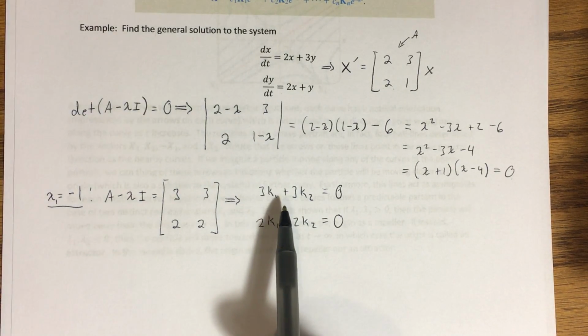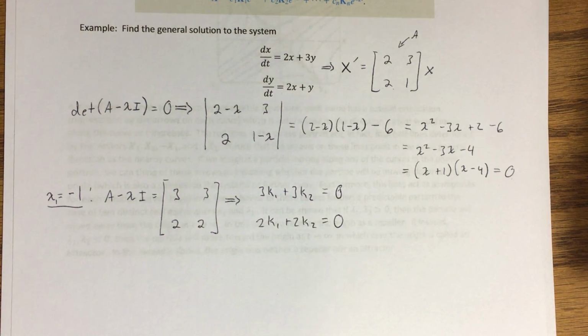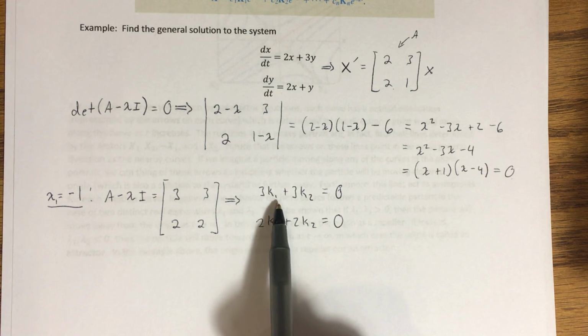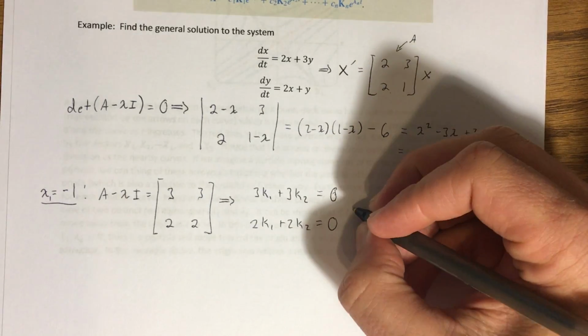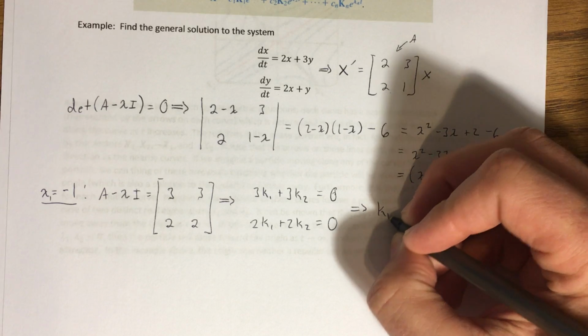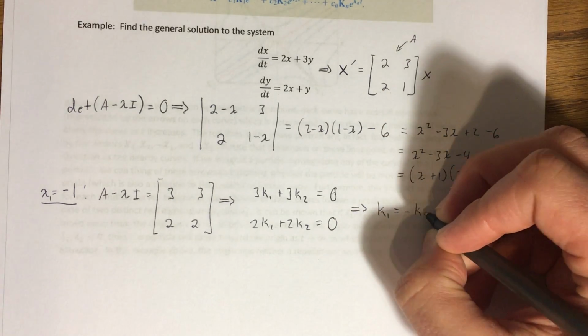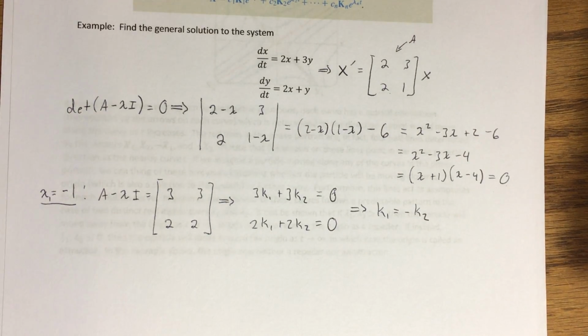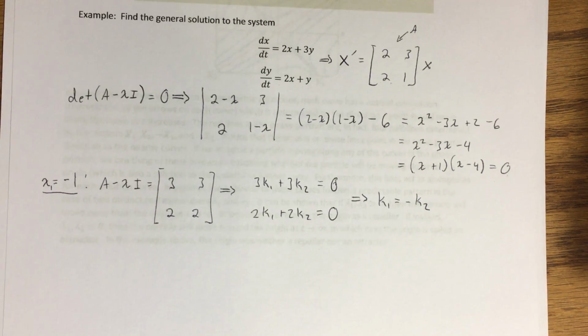What basically happens is if you try to solve this using elimination, one of these equations is going to reduce down to 0 equals 0. It's going to disappear. And what that implies is that you have an infinite number of solutions to this that we can parameterize. So if I were to solve, for example, this first equation, this would imply that k1 is equal to -k2. Okay? k1 is equal to -k2.